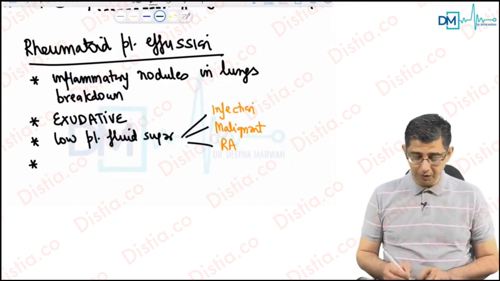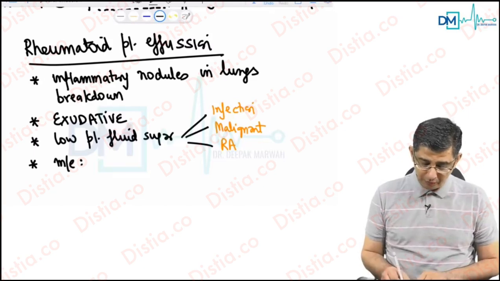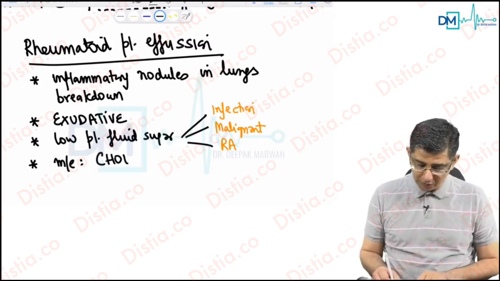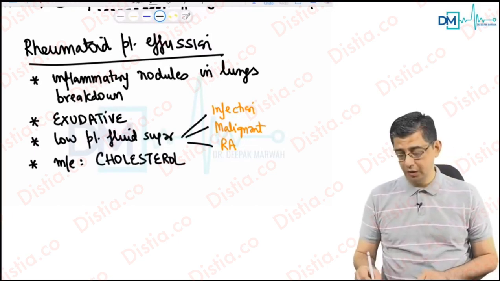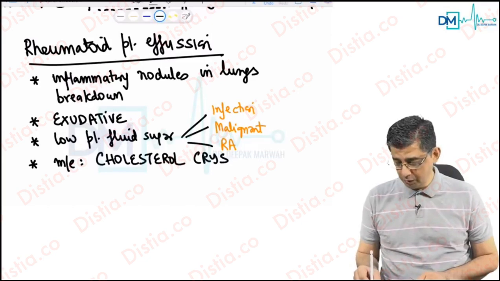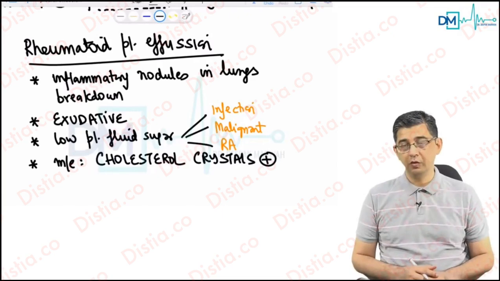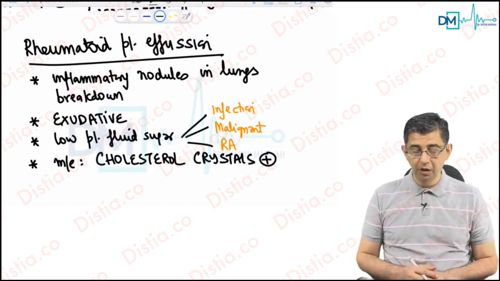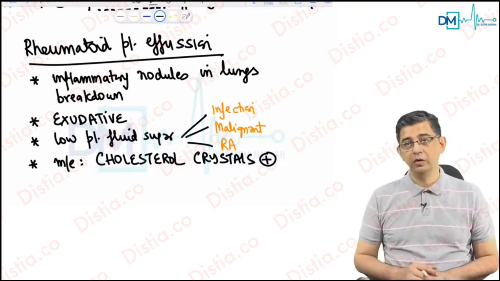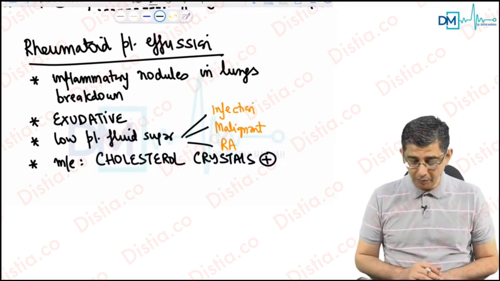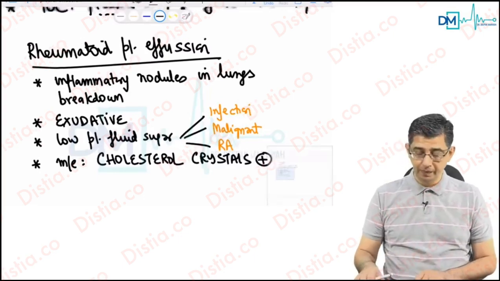Then on a microscopic examination of the fluid of this particular individual, cholesterol crystals can be seen. This was a question in the May 2019 AIIMS exam. So you need to remember cholesterol crystals in pleural fluid is definitely a feature of a rheumatoid pleural effusion in a patient. Do not confuse with rheumatic, because rheumatic will definitely not cause a pleural effusion. Rheumatic mainly causes a development of a carditis in the patient.